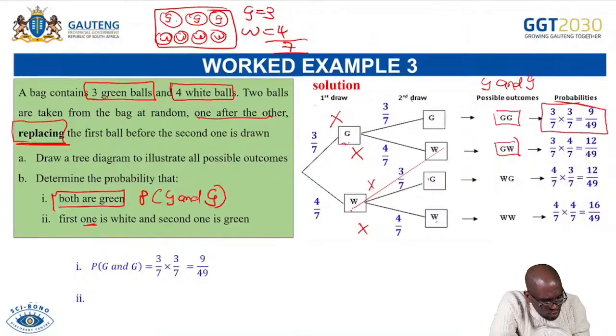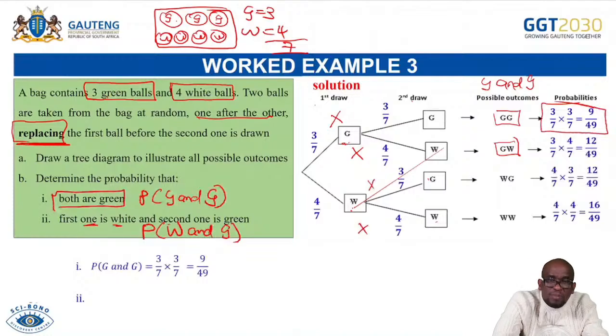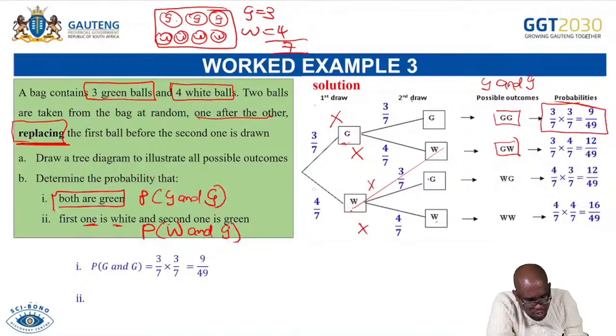The first one is white and the second one is green. All right, the first one is white and the second one is green. So you are looking for the probability of W and G. All right, so we are looking at this. The first one is white, the second one is green.